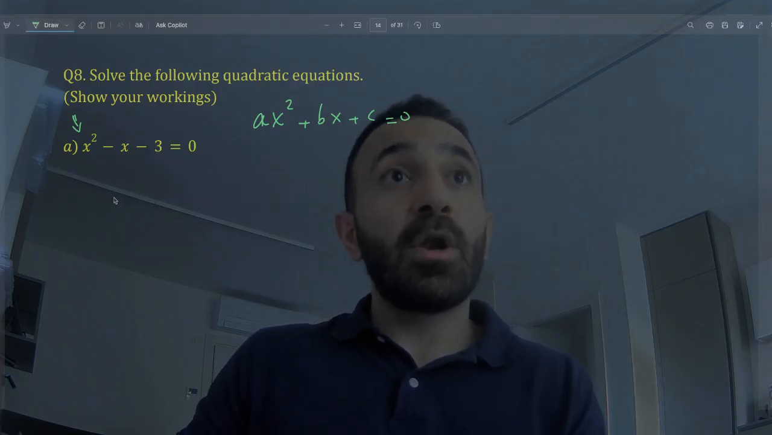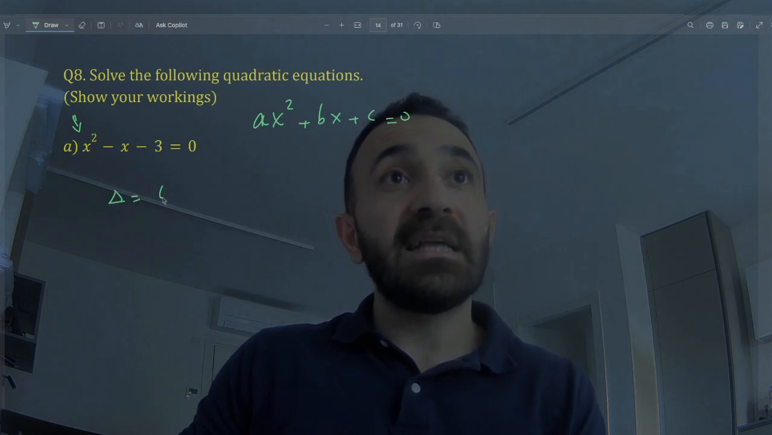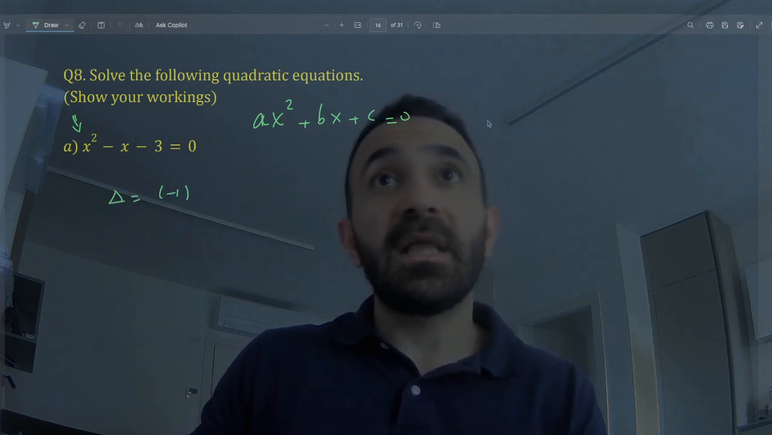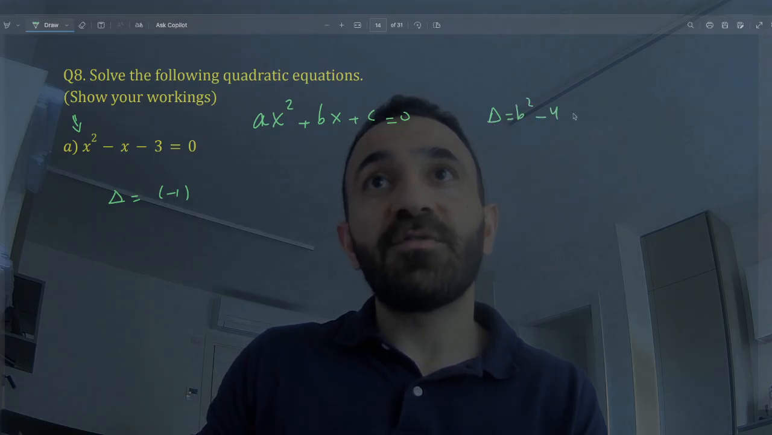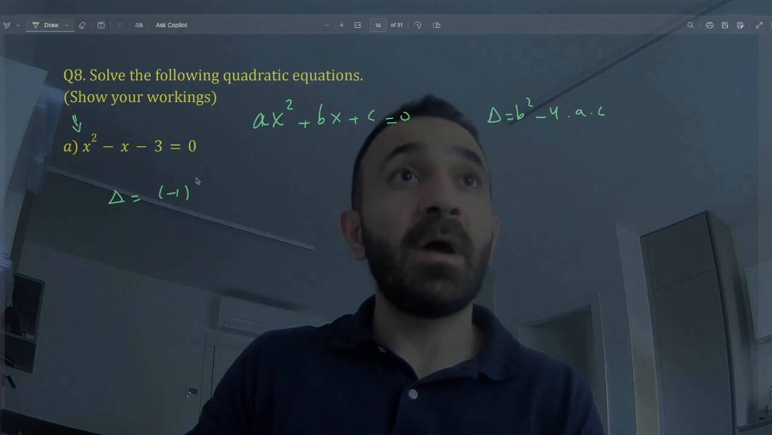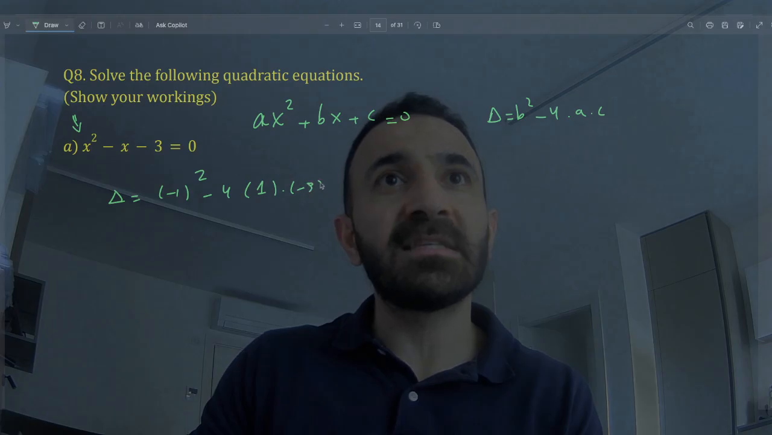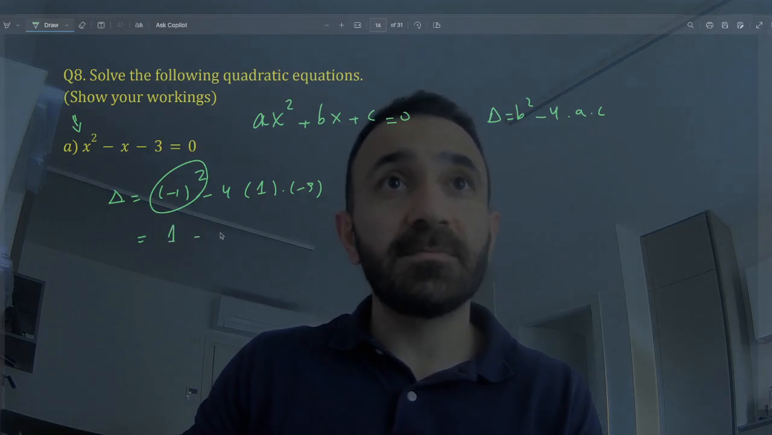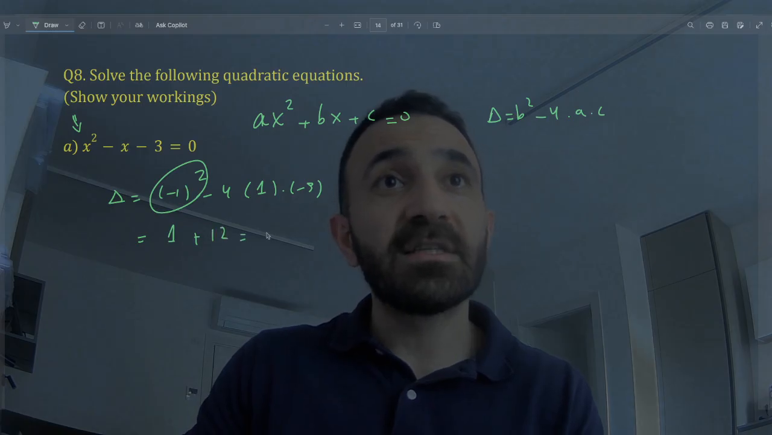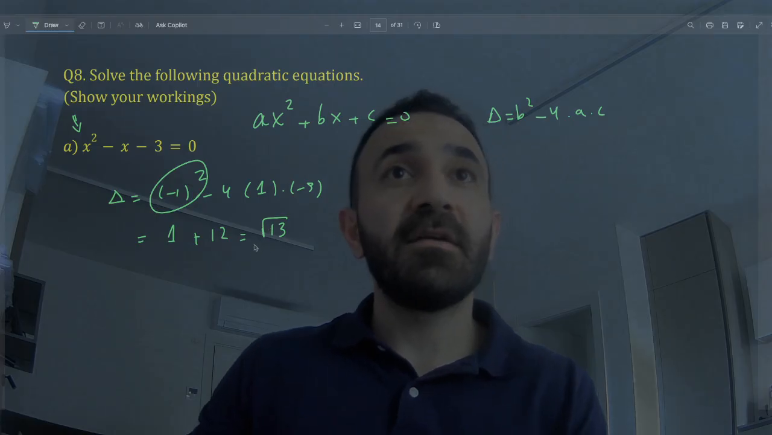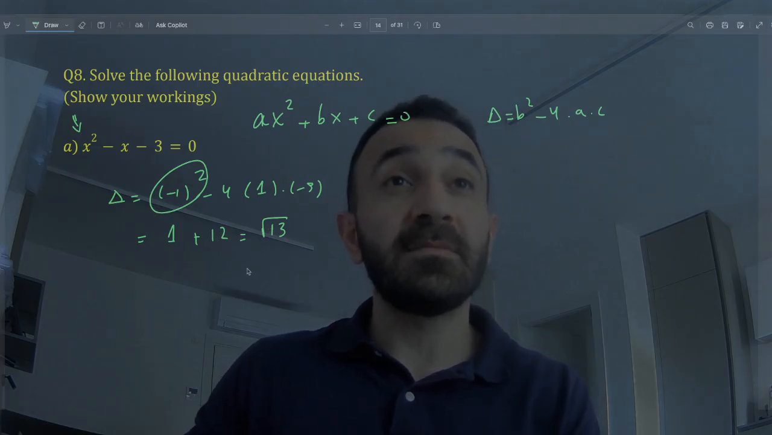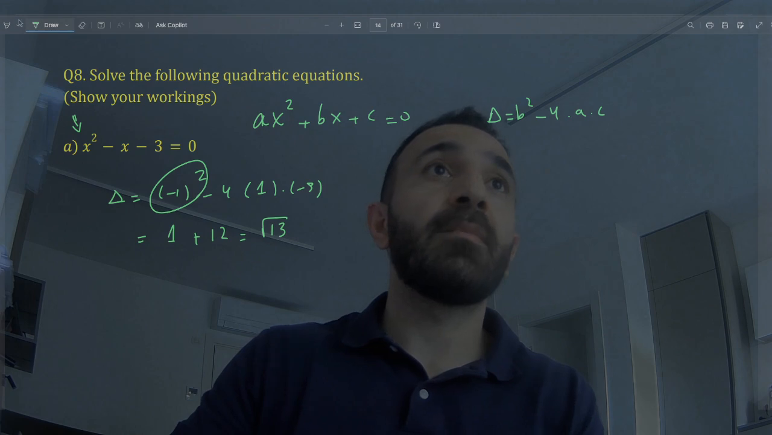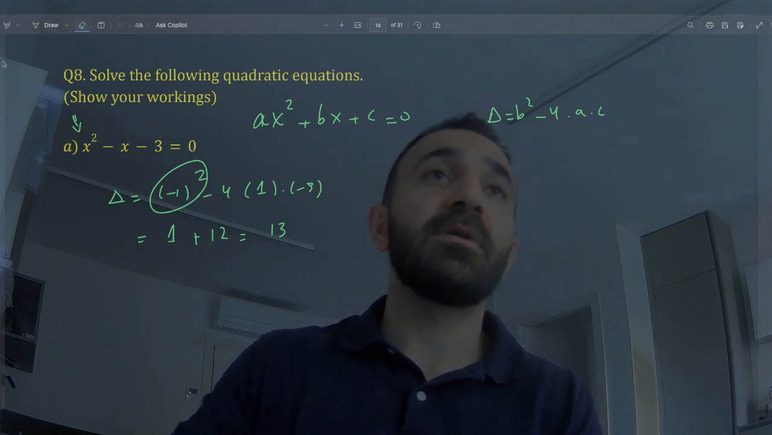Now I'm going to find delta. What is the formula for delta? Delta is b squared minus 4 times a times c. So (minus 1) squared minus 4 times 1 times minus 3. So it's 1 plus 4 times 3, 12. So pardon me, it's 13, not the square root of 13.